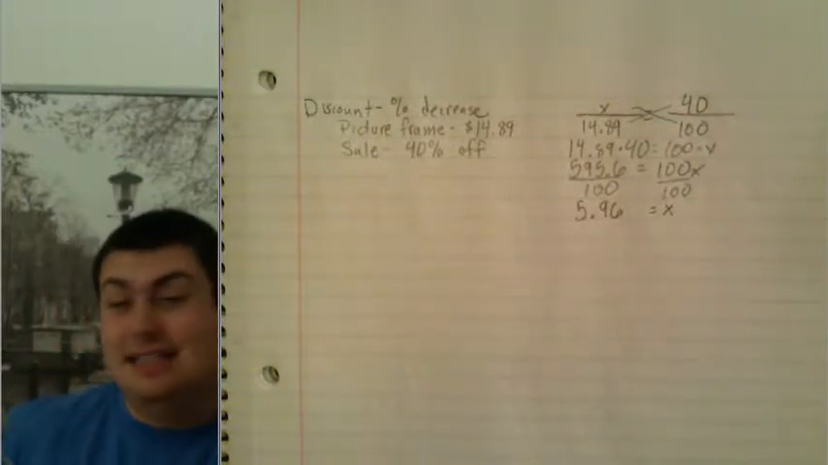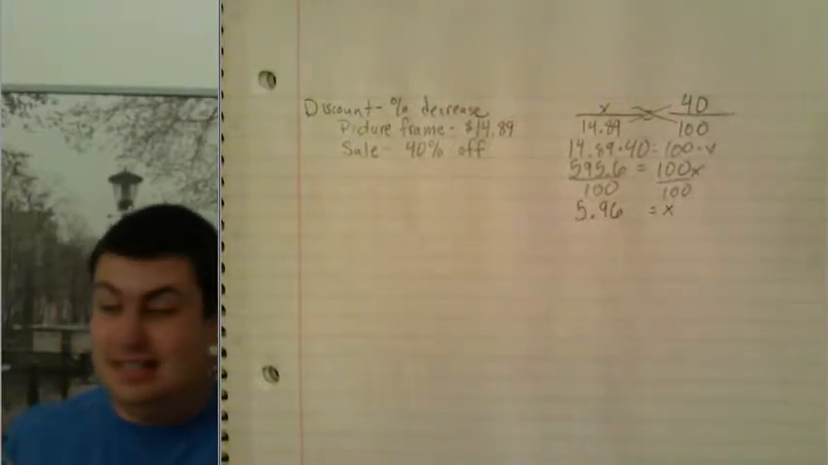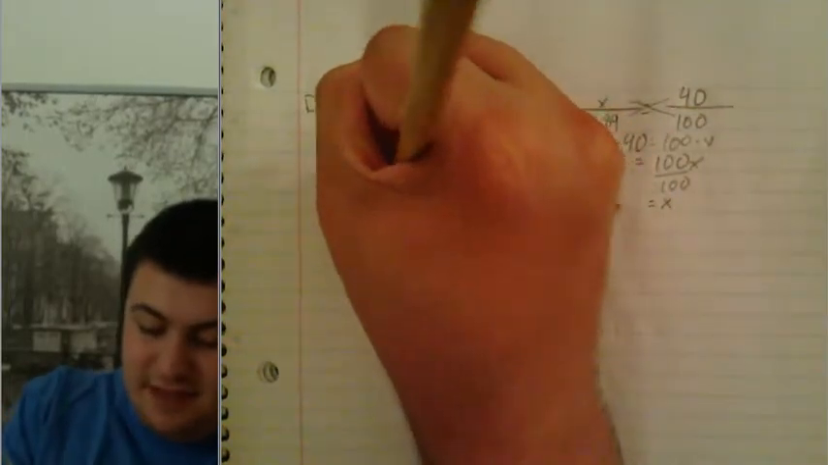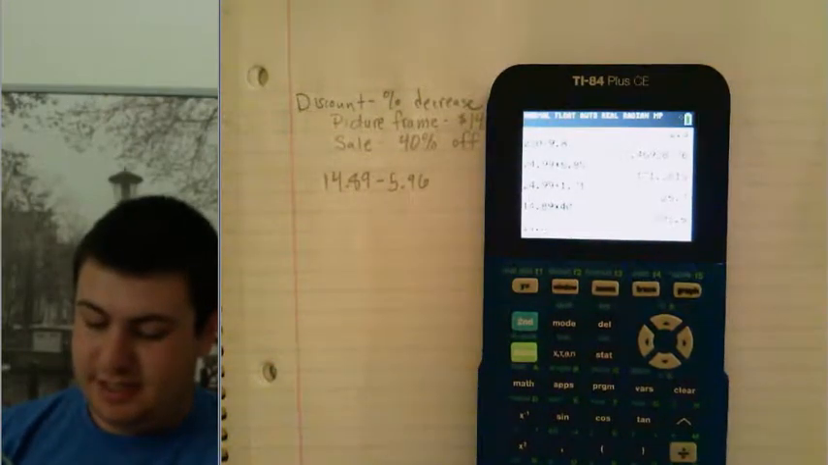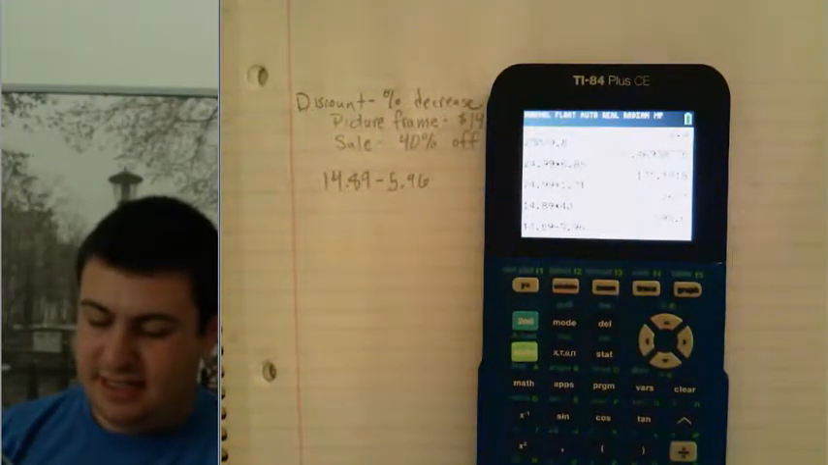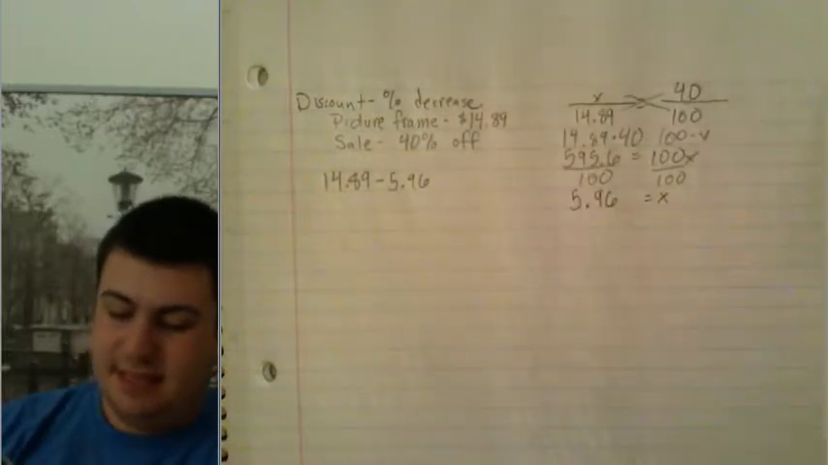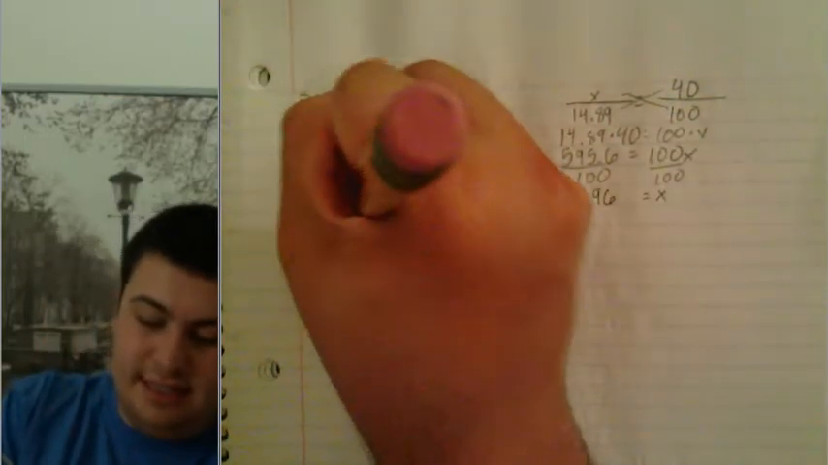It's not now $5.96. So what we need to do is take our original price, $14.89, and subtract this $5.96. So when we do $14.89 minus $5.96, that means that our new price after our discount is $8.93.